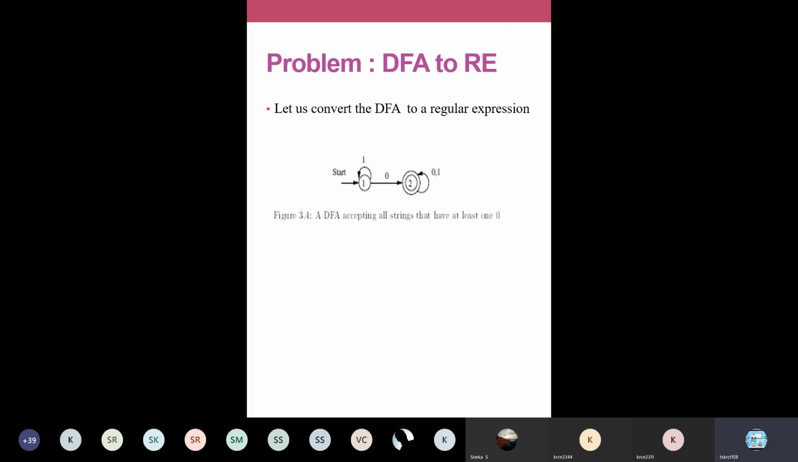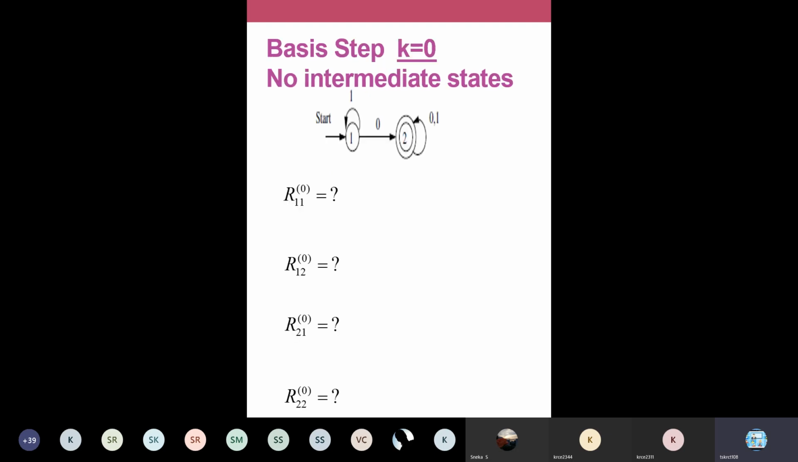To begin with, you will be given a DFA diagram, and we are asked to construct a regular expression for that. Your question will be like: convert the given DFA into a regular expression. For that we used one formula called Rij. We defined the formula and used the principle of mathematical induction, and in the basis step we took k as 0. Initially we took k as 0, and we assume that there are no intermediate states. So k defines the number of intermediate states.